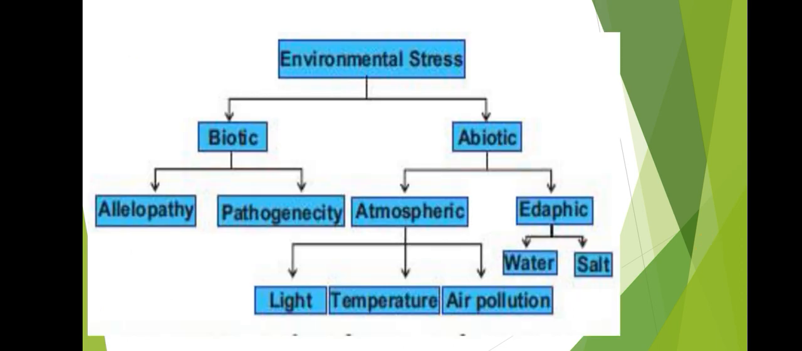Environmental stress is divided into two types, biotic and abiotic. Biotic includes allelopathy and pathogenicity from microbes. Abiotic factors are atmospheric and edaphic factors. Atmospheric is divided into three types: light, temperature, and air pollution. Edaphic: water and salt.